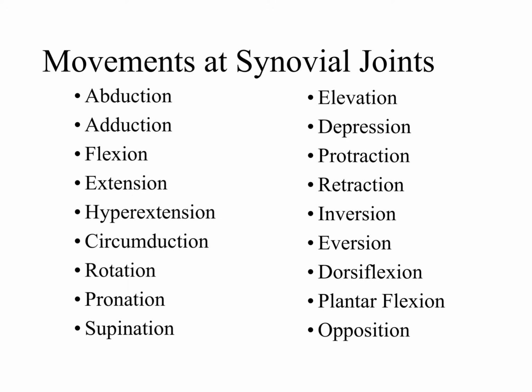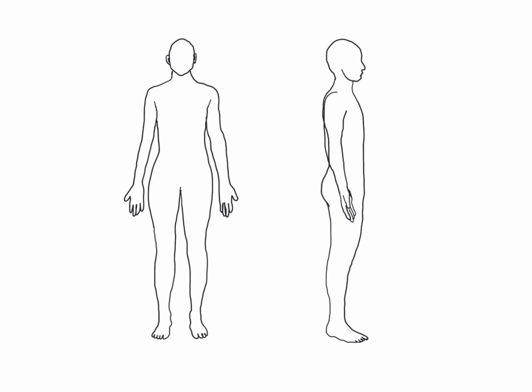Because all the movements that we'll be talking about today that happen at synovial joints are in relationship to the anatomical position. So to learn about the different movements, we will look at a person from the anterior view, which is basically the anatomical position, and we will look at a person from the lateral view, which would be looking at the same person in anatomical position, but now instead of looking at the person anteriorly, we are looking at the person from the side.